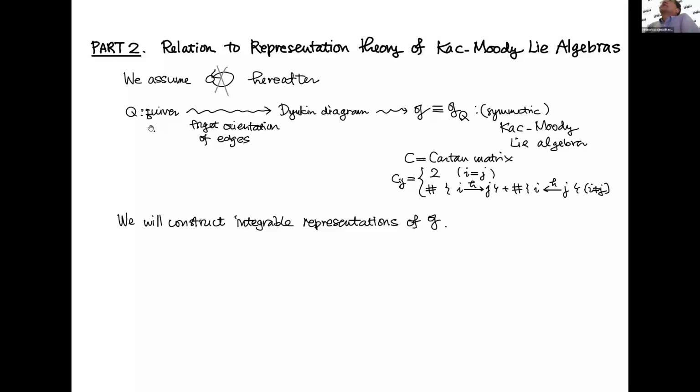So if I start with the A2 quiver, which I just introduced in the example, I get the usual A2 Dynkin diagram, and the corresponding Lie algebra is SL3 in this case. And if I start with the trivial quiver, one vertex without edges, then the diagram is A1, and I get SL2 as the Lie algebra. Then the goal is, by using the quiver varieties, to construct integrable representations of the Lie algebra. Okay.